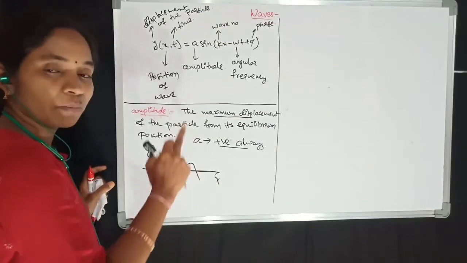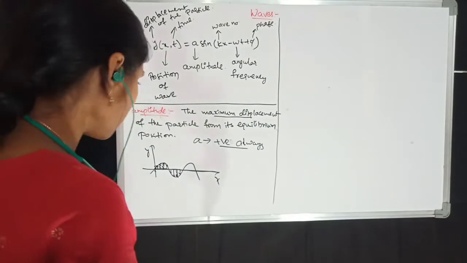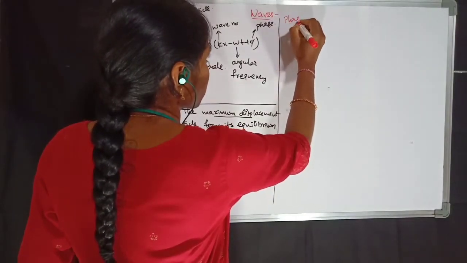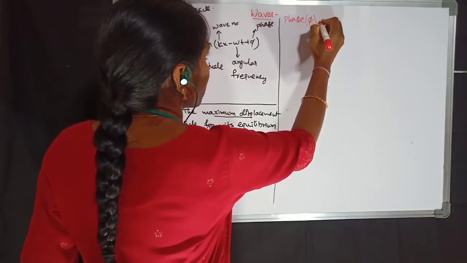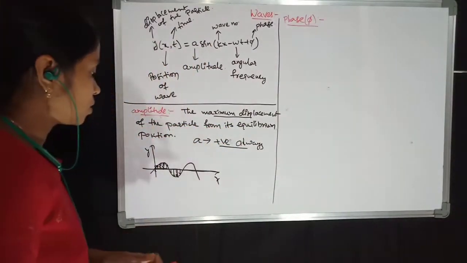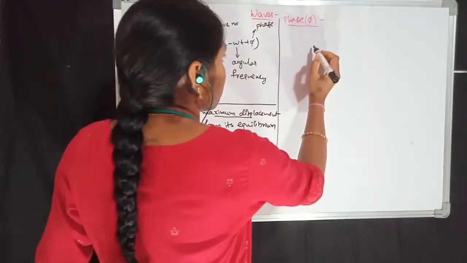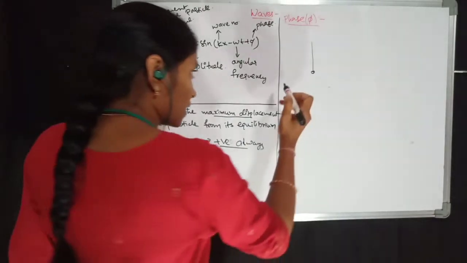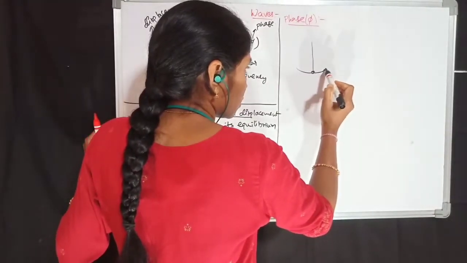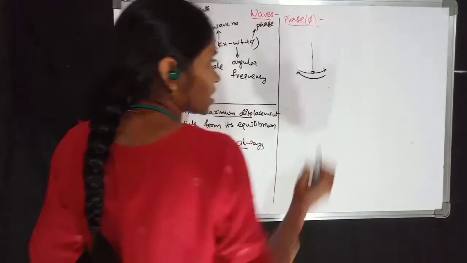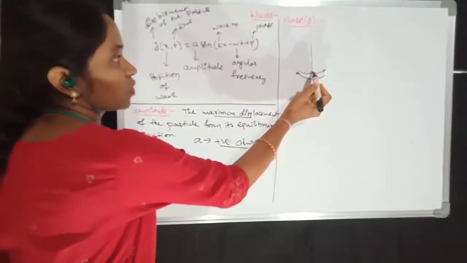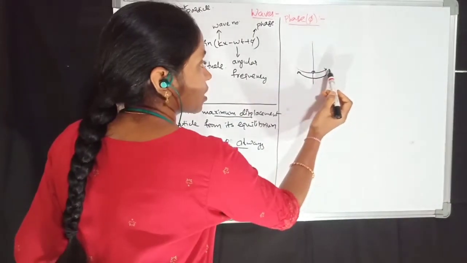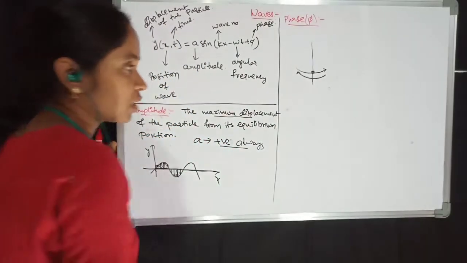Therefore this amplitude will always be positive. And coming to phase, which is denoted with phi. If I have a single particle, and this particle is oscillating about its equilibrium position. This is the equilibrium position of this particle.